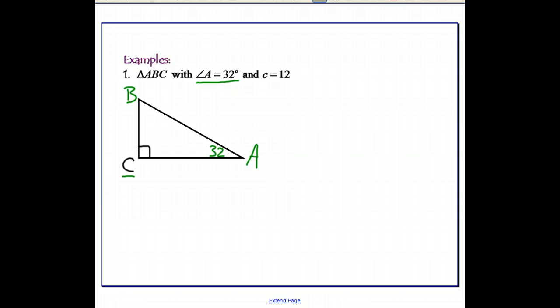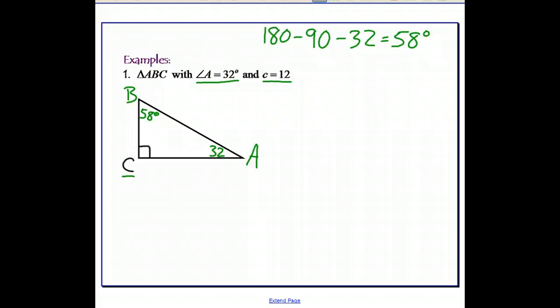Now, in order to find angle B, that's just a case of a little arithmetic, just doing it off to the side here. 180 minus 90 minus our 32 degrees gives us an angle of 58 degrees. So angle B is 58 degrees. And just like that, we have our 3 angles. Now we need to find our 3 sides. Up here we're also given c equals 12.